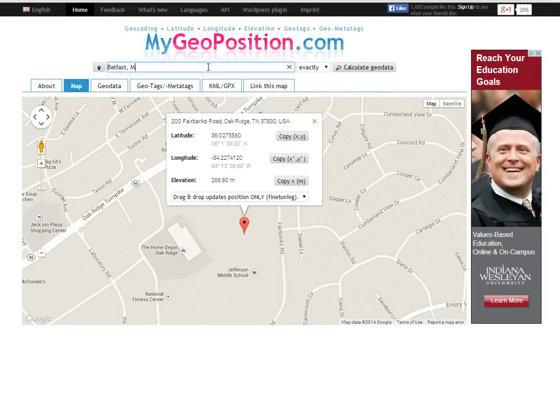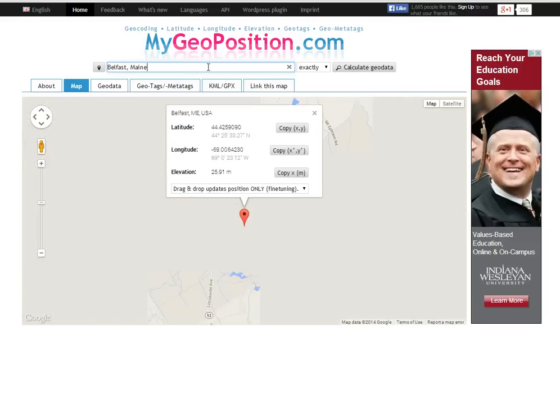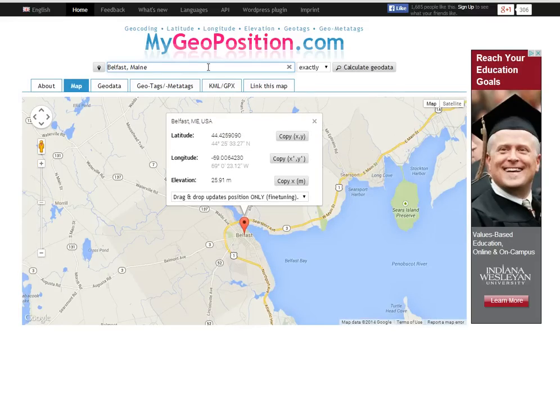Here you can see the my geo position, and for example, I'll put in a place I went to this summer, which is Belfast, Maine, and it's going to pull up the geo position for Belfast, Maine. It gives me latitude and longitude, and it gives me instructions for if I want to copy that information and have that ready for class, or if you just want to write that information down. So mygeoposition.com. Look forward to seeing you on Thursday when we talk about geography and using geography skills.